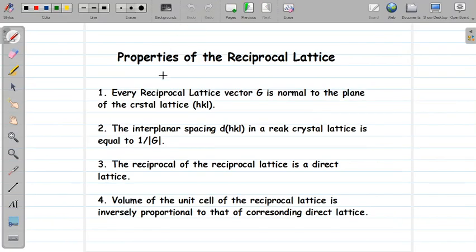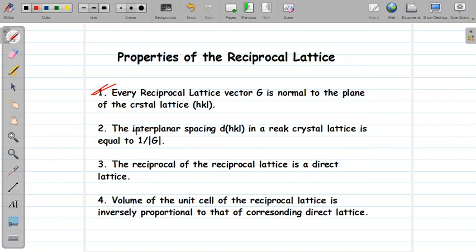First property, every reciprocal lattice vector G is normal to the plane of the crystal lattice. We know we construct the reciprocal lattice by drawing normals to various planes in the crystal. We mark the lattice points of the reciprocal lattice at the ends of those vectors. So obviously the reciprocal lattice vector G will always be perpendicular to the planes in the crystal lattice. So the first point is clear from the construction of the reciprocal lattice itself.